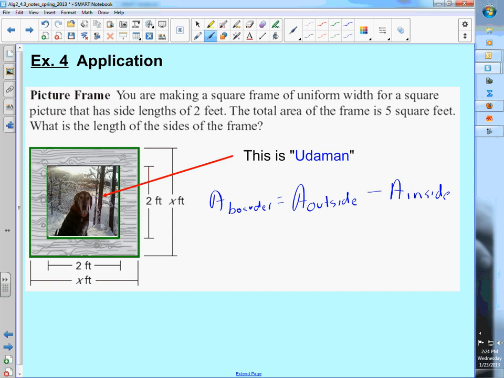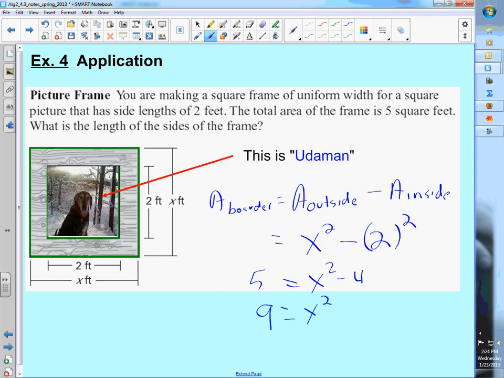And in this case, that was x squared minus 4 feet squared, or 2 squared. Okay? Or x squared minus 4 is going to be the area of the border, which we said was 5. And if you want to figure out what x is, you have 2 ways to do it. What could we do? We have an equation. You have 2 choices. You could add 4, so we're going to get 9 equals x squared.